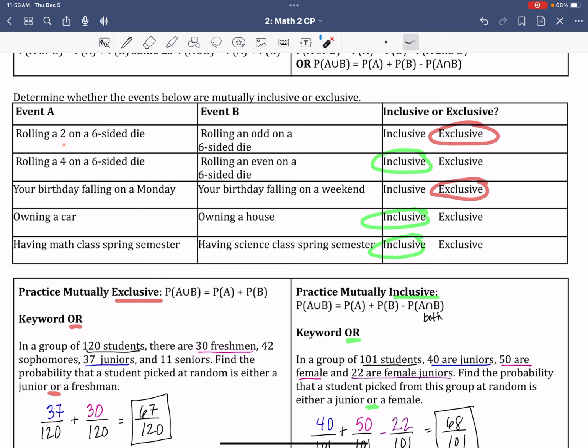Rolling a 2 on a 6-sided die and rolling an odd: they can't happen at the same time because 2 is not odd, so that's exclusive. Rolling a 4 on the die and rolling an even, that could happen together, so it's inclusive. Your birthday falling on a Monday and your birthday falling on the weekend: Monday is not on the weekend, so it's exclusive. You can own a car and own a house at the same time, and you can have math in spring semester and science in the spring semester, so those are inclusive.